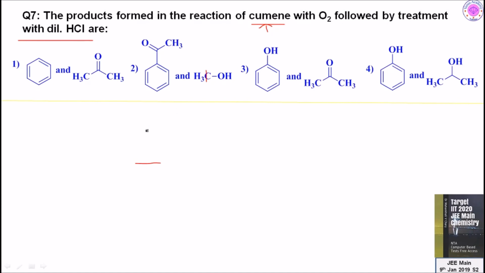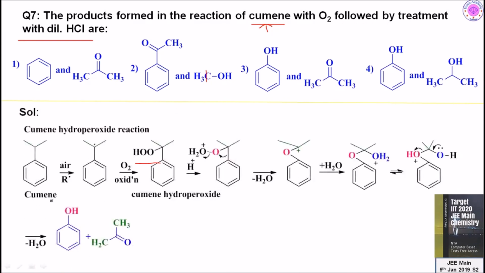Do you know the structure of cumene? Yes, friends, it is very simple. Cumene is isopropyl benzene. Yes, isopropyl benzene is nothing but cumene. What happens? Cumene in presence of aerial oxidation undergoes a free radical reaction to give a hydroperoxide, cumene hydroperoxide. This is very, very important, friends. Please remember the structure of this cumene hydroperoxide.